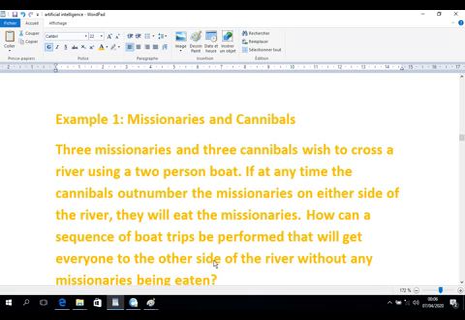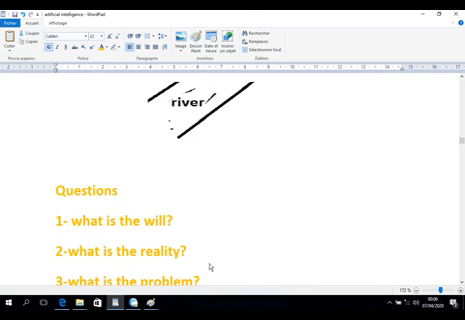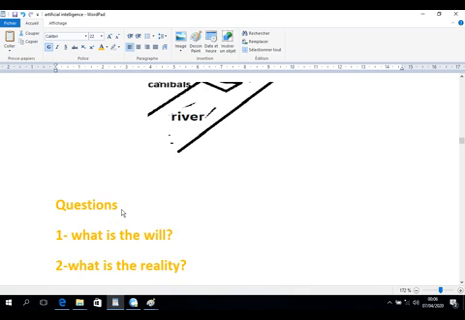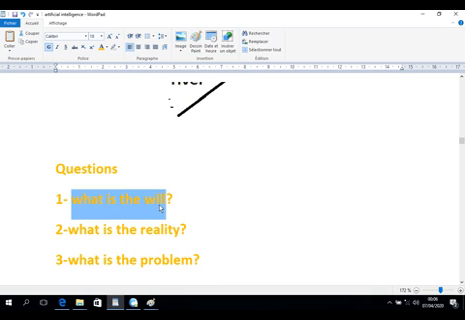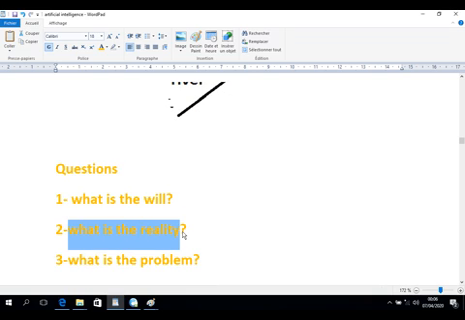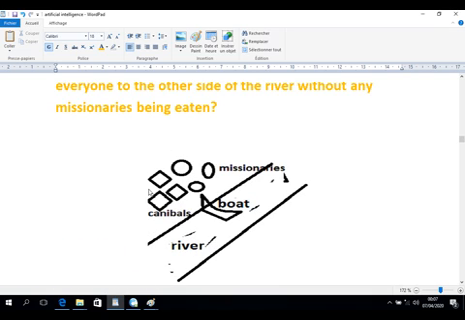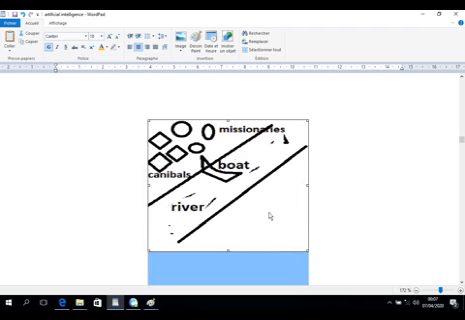So to define the problem, we should identify the will, the reality, and the relation between the two. We have the will, we have the reality, and we have the relation between the will and the reality. So in this problem, what is the will? What is the reality? And what is the problem?